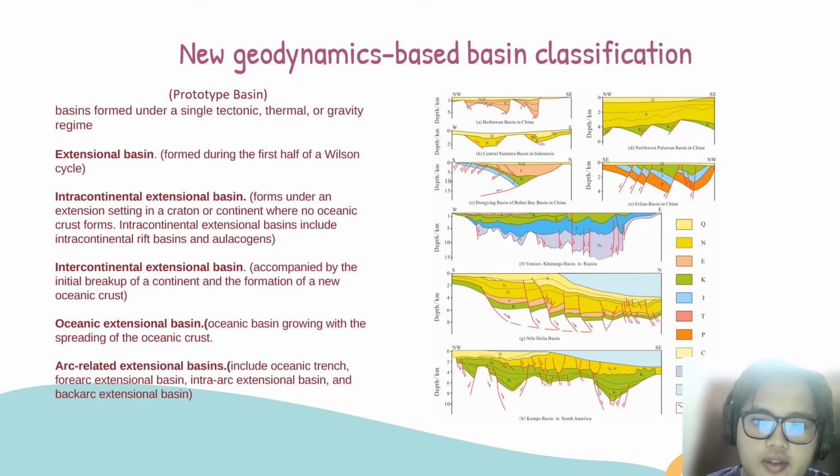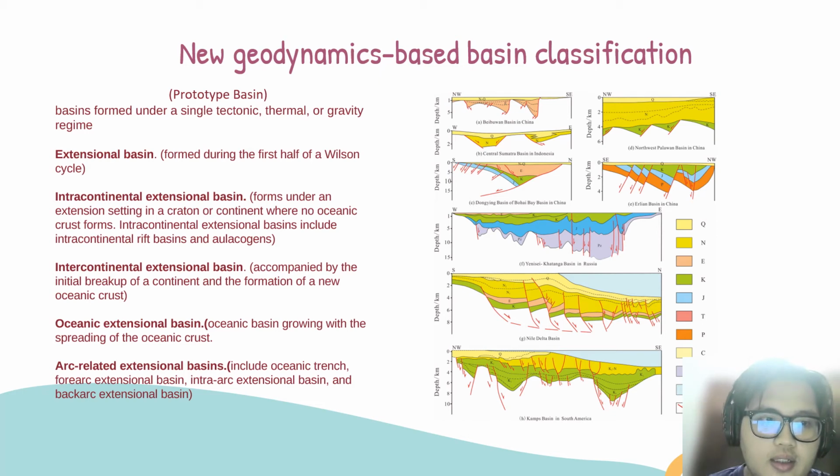Prototype basin is the basin that formed under a single tectonic, thermal or gravity regime. Under prototype basin, there are five types of basin. The first one is the extensional basin. It formed during the first half of a Wilson cycle. The second one is the intracontinental extensional basin. It formed under an extension setting in a craton or continent where no oceanic crust formed. Intracontinental extensional basin includes the intracontinental rift basin and aulacogens.